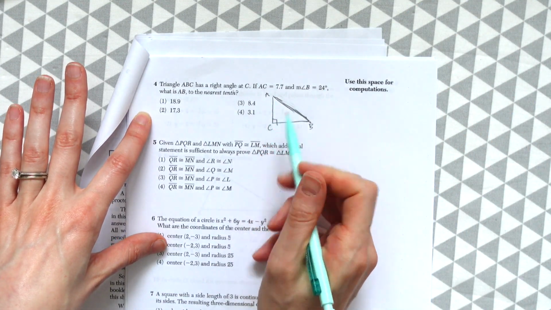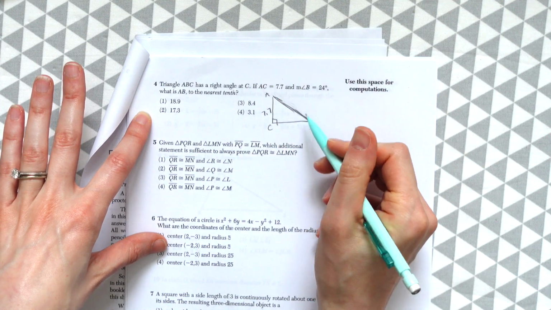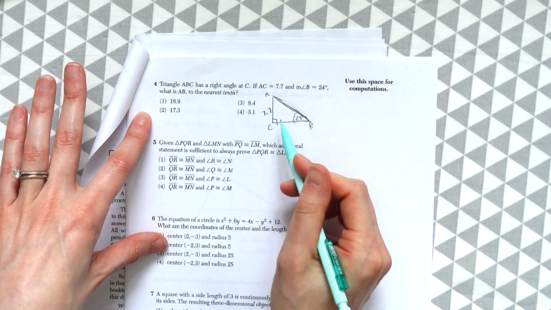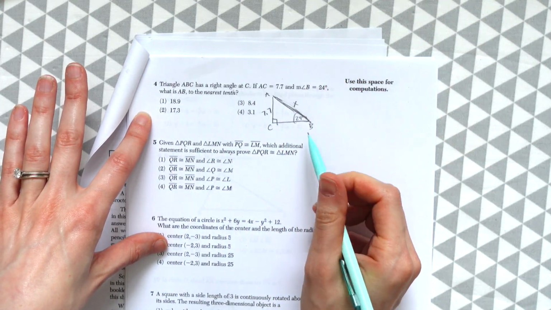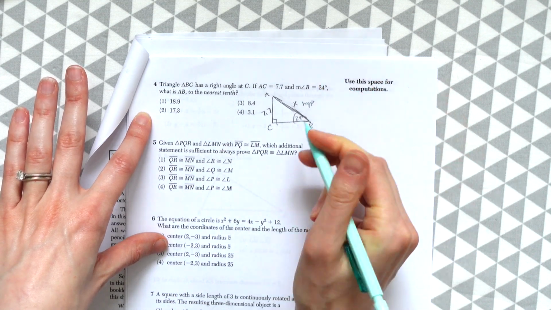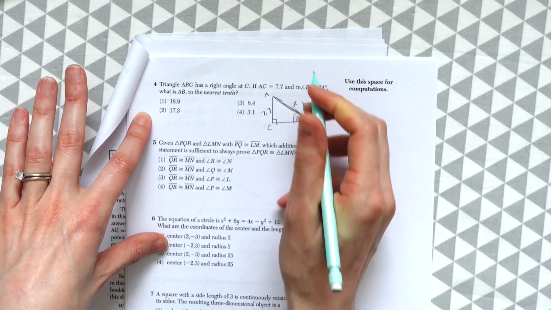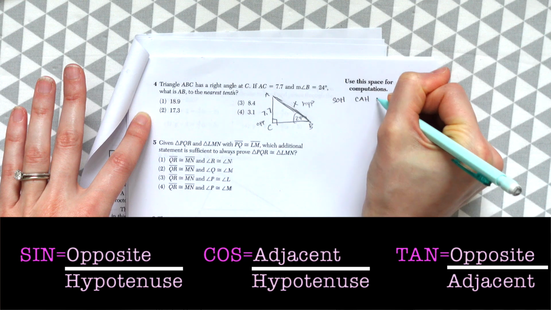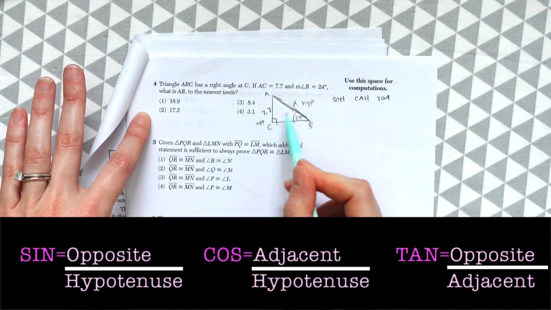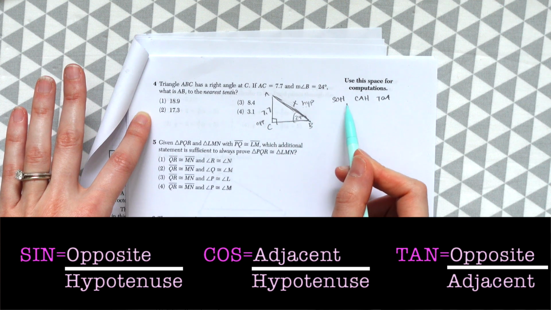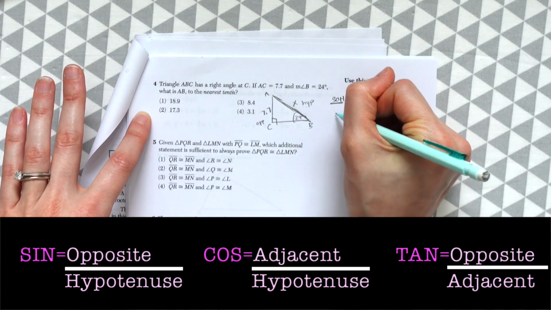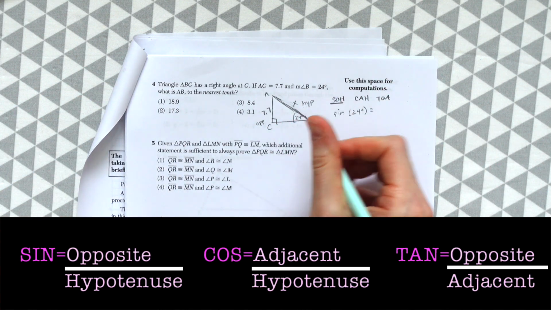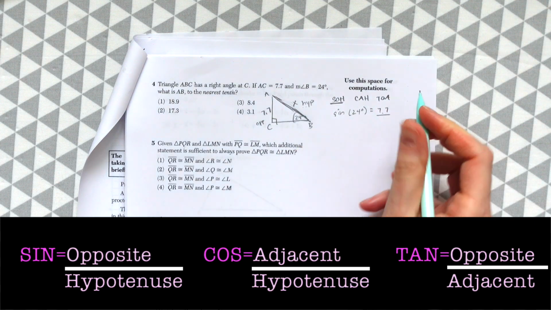It says if AC is 7.7 and angle B is 24 degrees, it's over here. What is AB to the nearest tenth? We're trying to find the hypotenuse, and with relation to this angle we have the value of the opposite. So here we're going to be using SOHCAHTOA. Notice we have this labeled, so we have the hypotenuse and the opposite, so we're going to be using sine. So we have sine of 24 degrees is equal to the opposite, 7.7, over the hypotenuse, x.